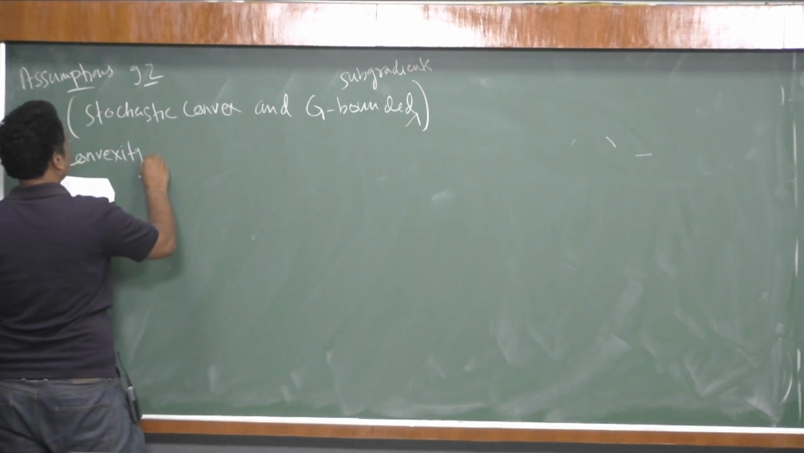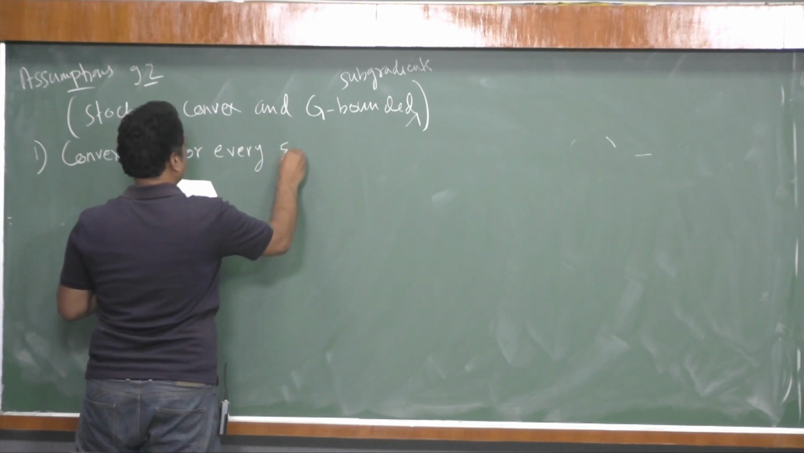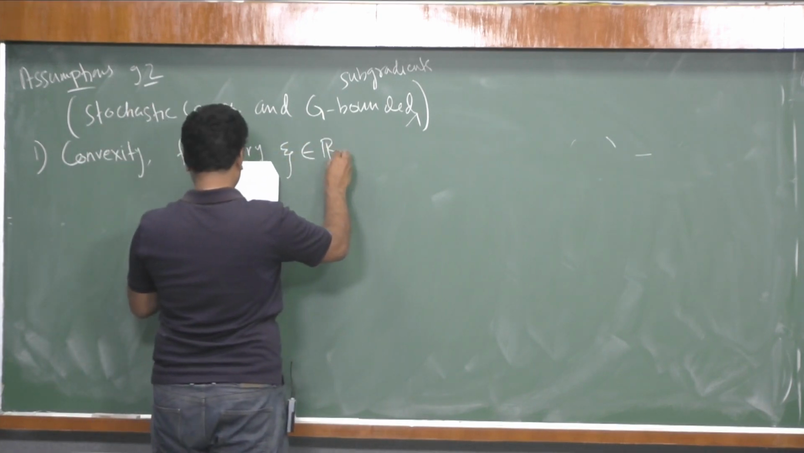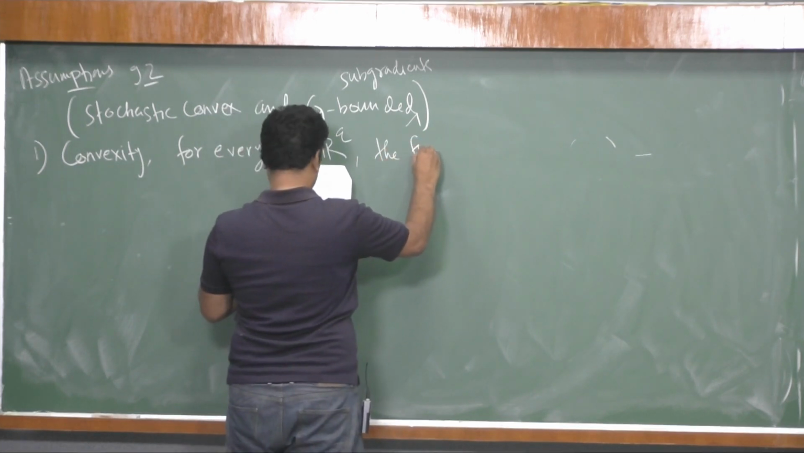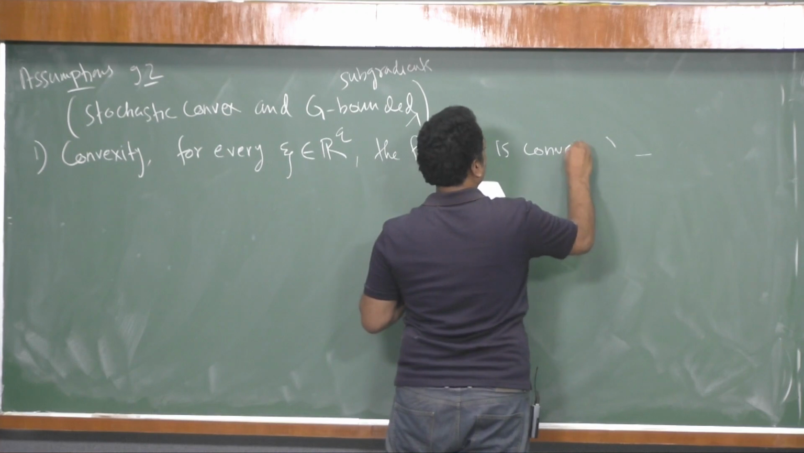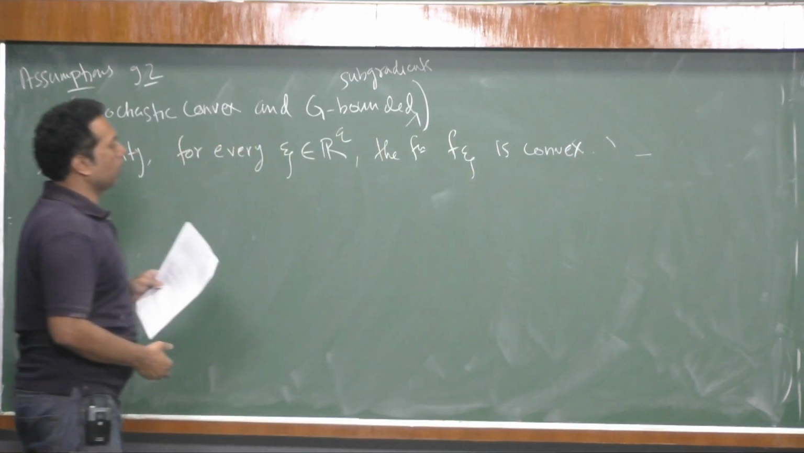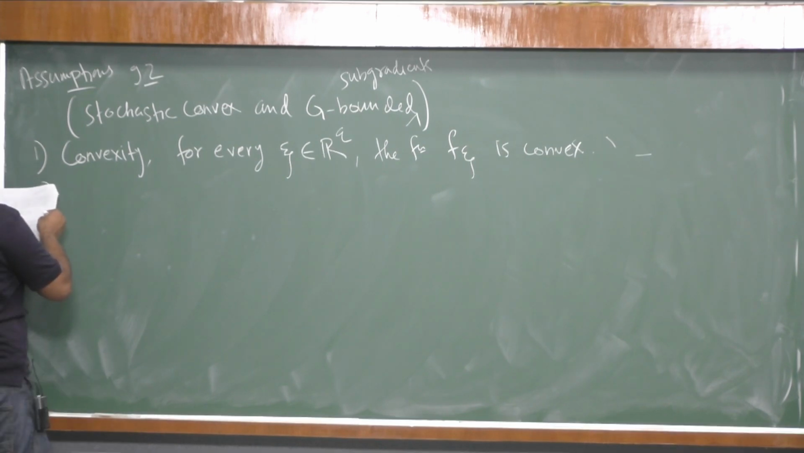This says that for every xi in R^q, the function f_xi is convex. Okay, although f_xi is stochastic, what we are expecting is that for every xi, f_xi remains convex. Next, subgradient selection.